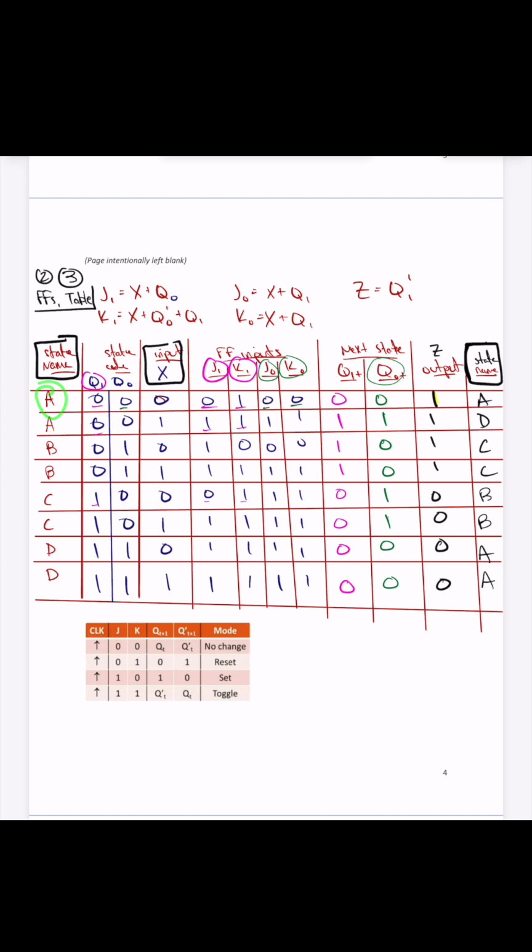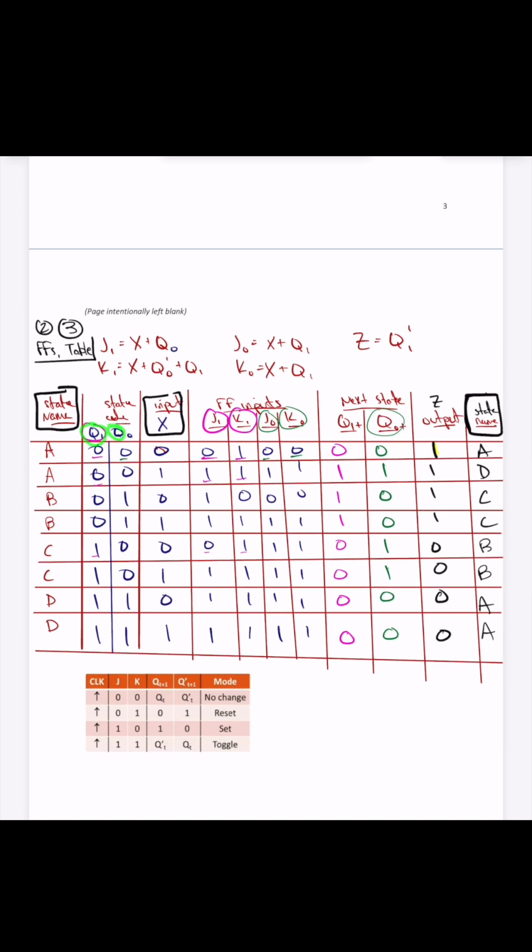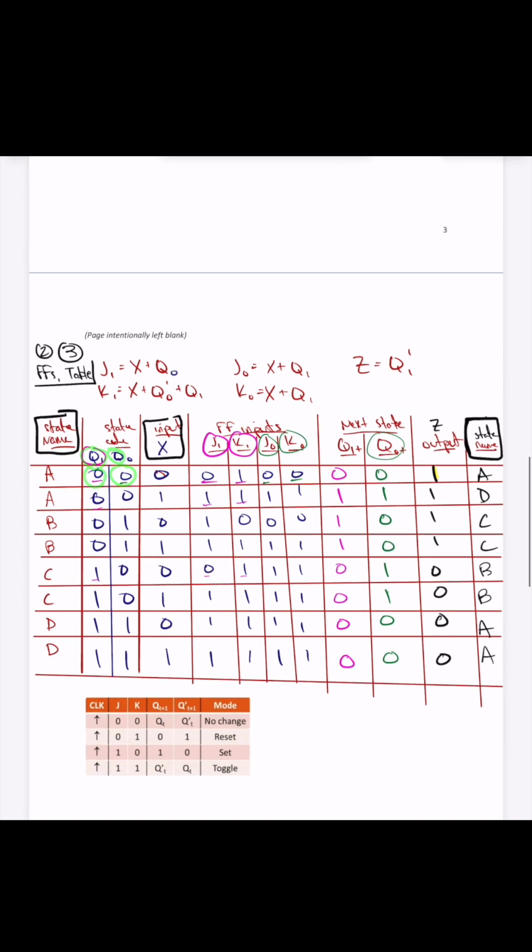So for example, A, Q1 and Q0 is 0 and 0. Then the X input is 0. I use the binary table all outcomes shortcut here. So 0, 1, 0, 1, 0, 1, etc. And here you do every other 0, 0, 1, 1, and then repeat. And then this one you do 4 times, 0, 0, 0, 0.